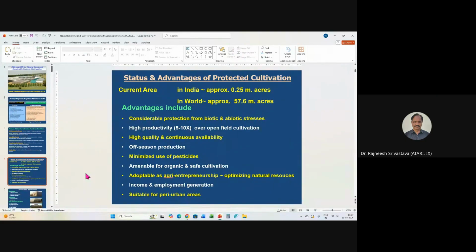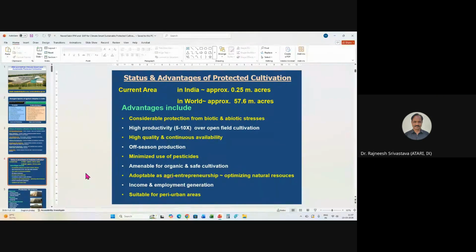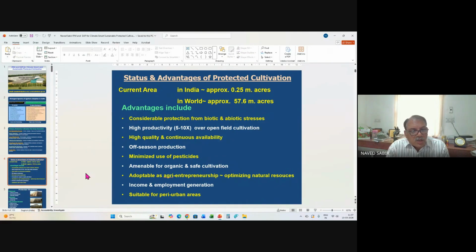Then this kind of cultivation is also suitable for peri-urban areas because in protected cultivation we grow mostly vegetables, and in the cities the demand for vegetables is very high, and they get good prices also. So peri-urban areas were particularly the ones.